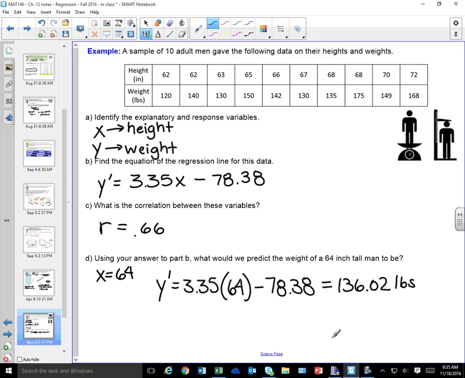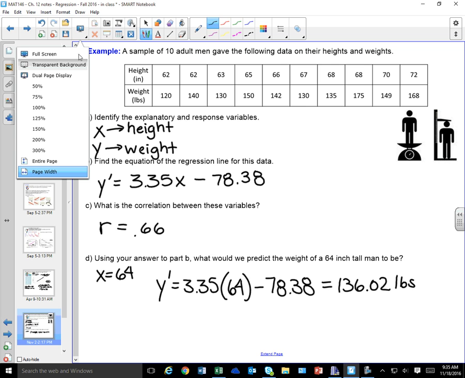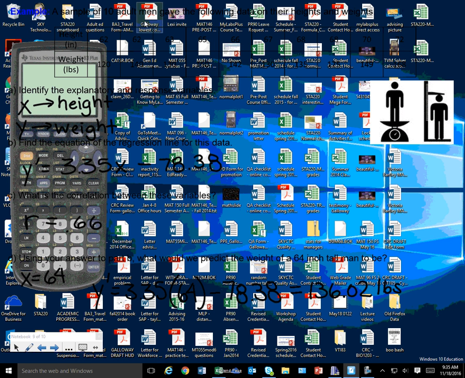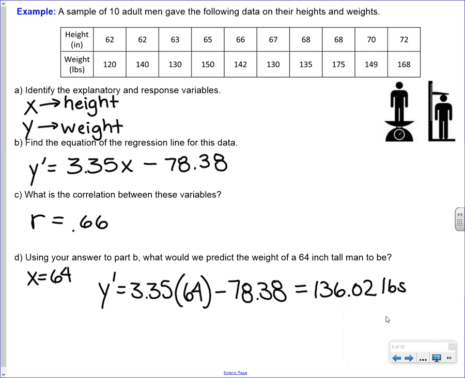Okay, here's another example. We've got height and weight. So the first thing we do is say height is going to be our explanatory, weight is our response. Find the equation of the regression line for this data. We put this data into a list in our calculator, or put them both into Excel. We calculate our equation.